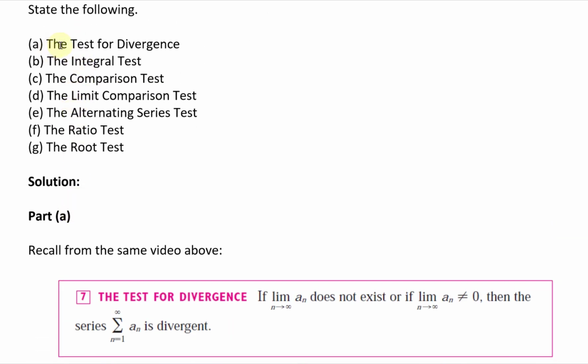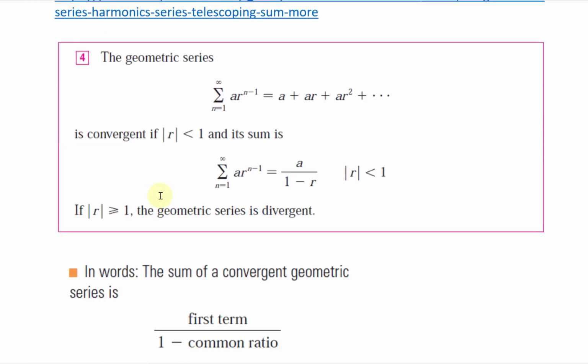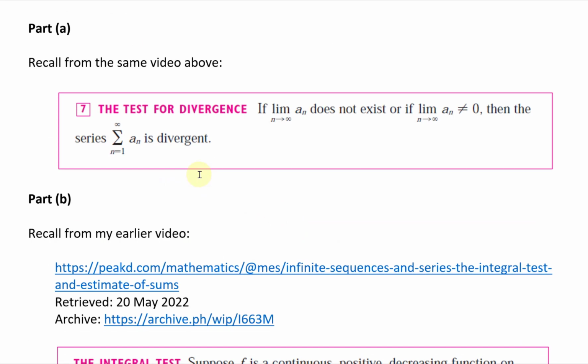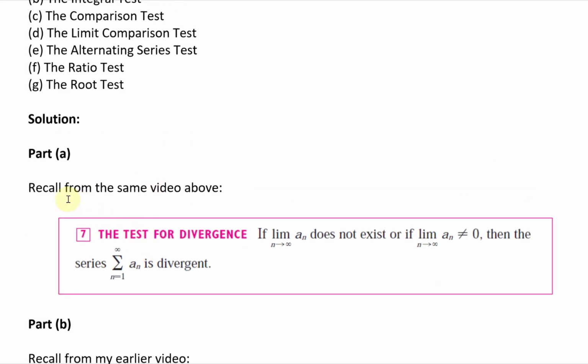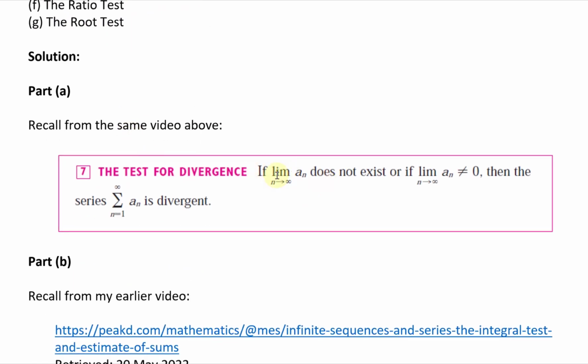So part A is the test for divergence. And so recall from the same video above, this is all from the series video right here. So whenever I say look at the one above, it's basically the last link. Alright, so from the same video above, the test for divergence, right here. So if the limit as n approaches infinity of an does not exist, or if the limit of the sequence an is not equal to 0, then the series, the summation from n equals 1 to infinity of an, is divergent.